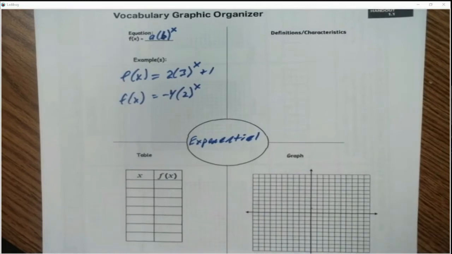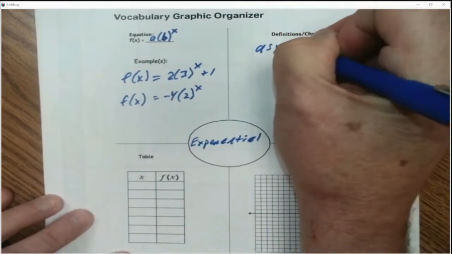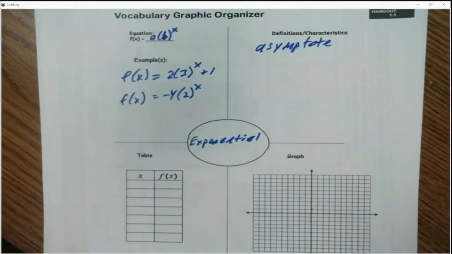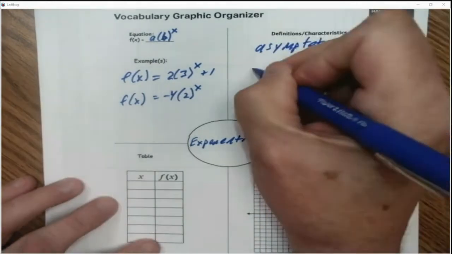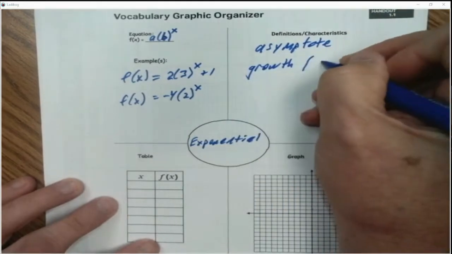Has an asymptote? Yes, it has an asymptote. That is correct. It's growth and decay. Yes, so asymptote. We started absolutely correctly there. We see growth or we see decay.